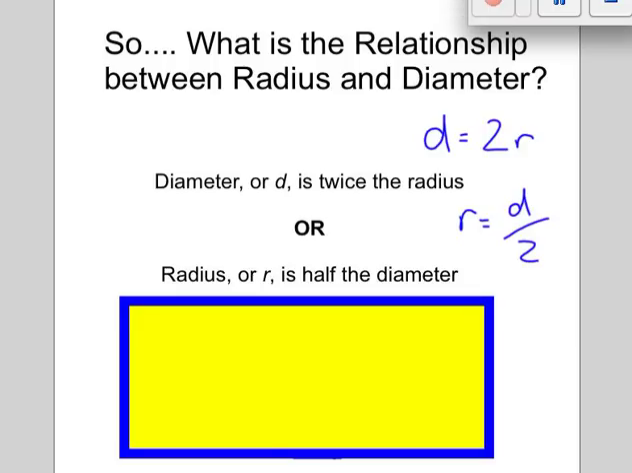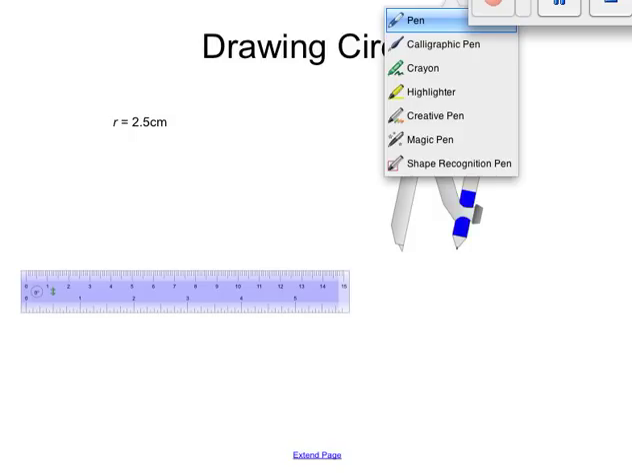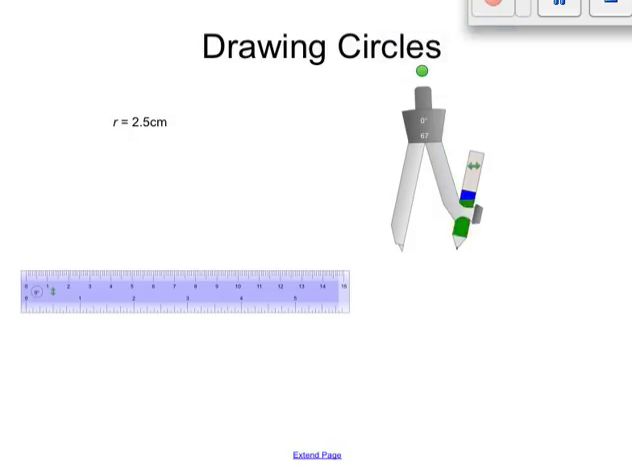So we're going to look a little bit at drawing circles now too. When you draw a circle, sometimes you'll be given either a diameter or a radius that you need to look at. The first thing you're going to need to do is you're going to need a center point. So we're going to start with a center point. And I'm just going to put a center point right there. That's where I'm going to start. Now, because the radius is halfway across a circle, or from the middle point out to the side, my radius in this case needs to be 2.5 centimeters.